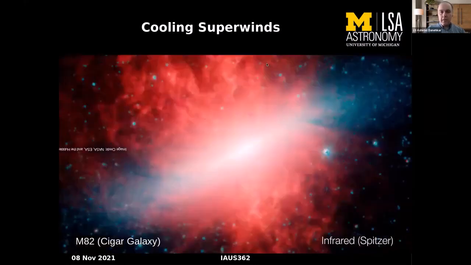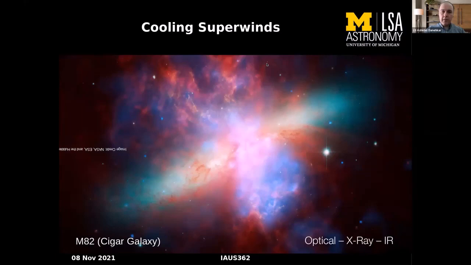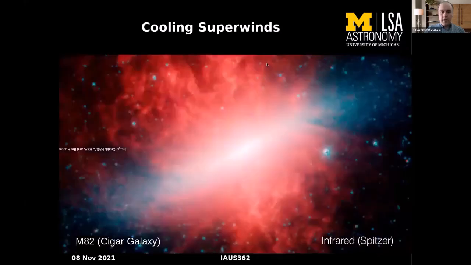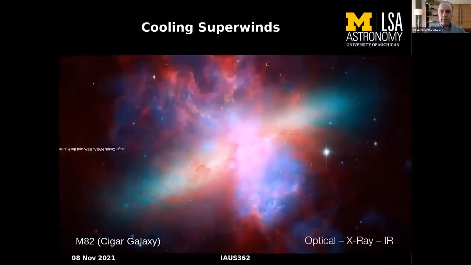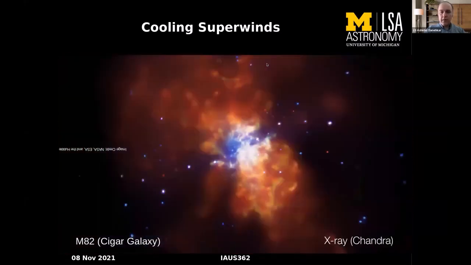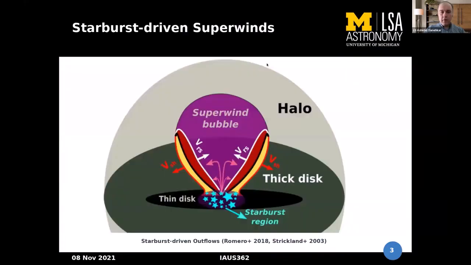In this example, in X-ray, we see the presence of a hot superwind region, which has a temperature on the order of 10^7 kelvin. The infrared image, Spitzer image, shows a dusty region between 100 and 1000 kelvins. Also in the optical, we see some warm regions at 10,000 kelvins. And here you see a schematic view of star-forming regions.